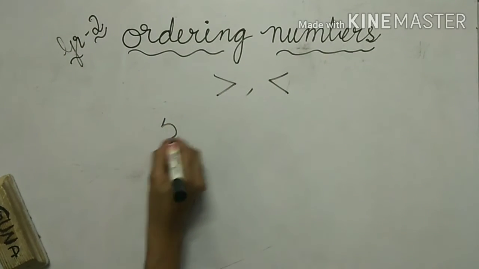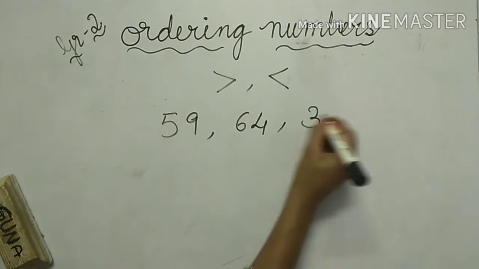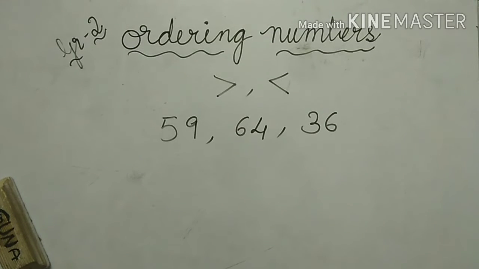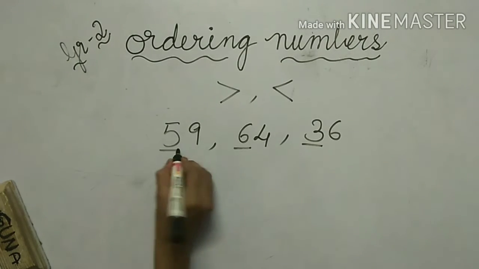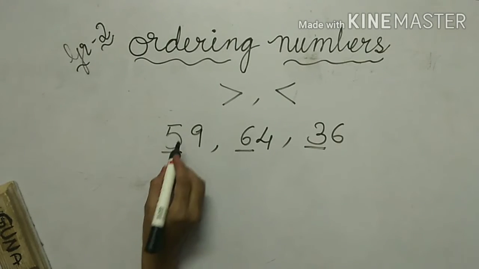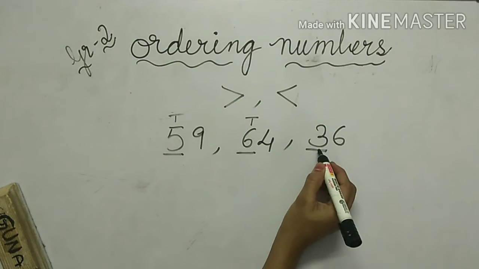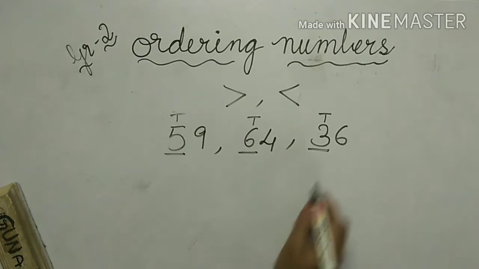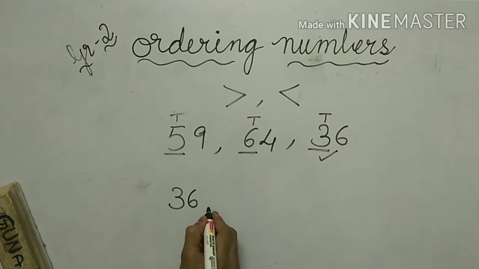Okay, the numbers are 59, 64, 36. When you are ordering or comparing numbers, first we have to look at the place values. So this is the tens place. How many tens are there in the first number? 5 tens. Here 6 tens. In this number 3 tens. So which is the smallest ten among these numbers? 3. Good. So this number will come first in the order.